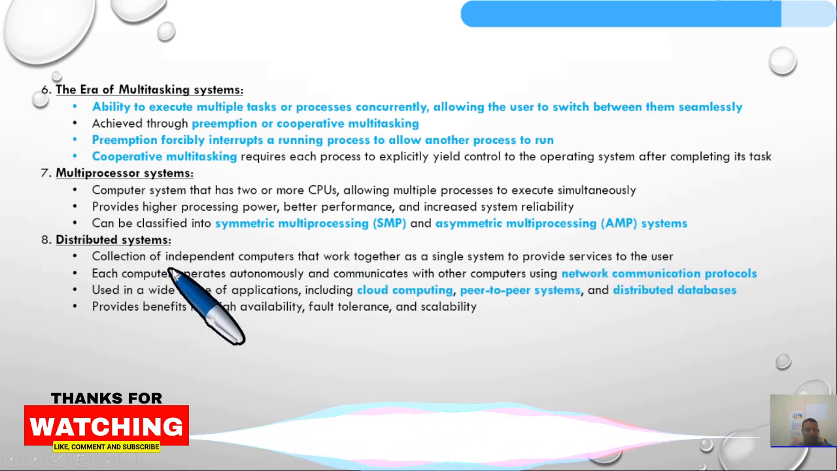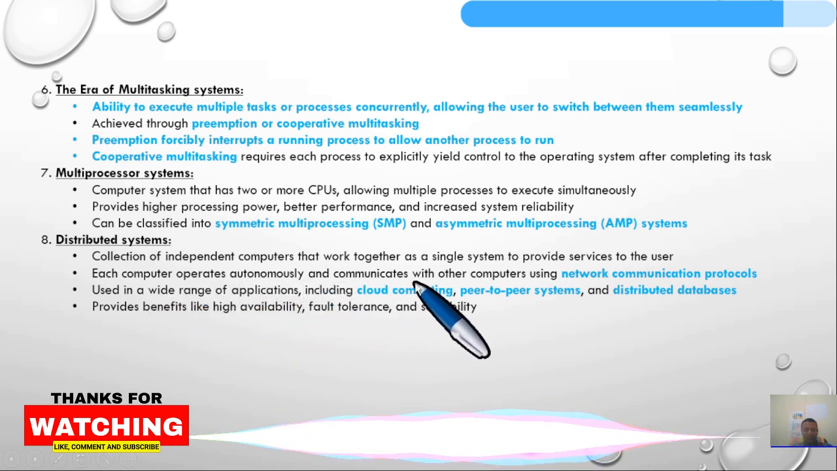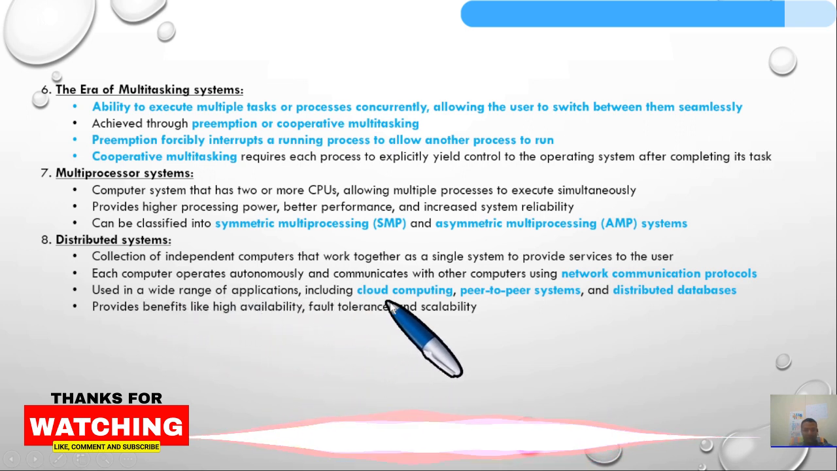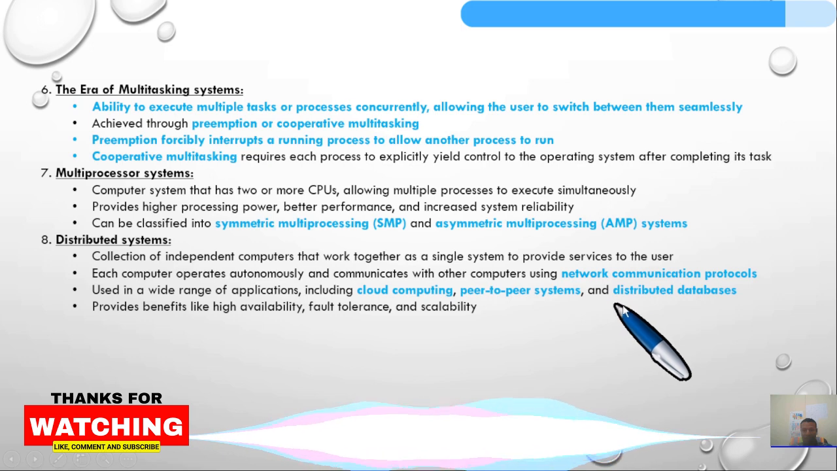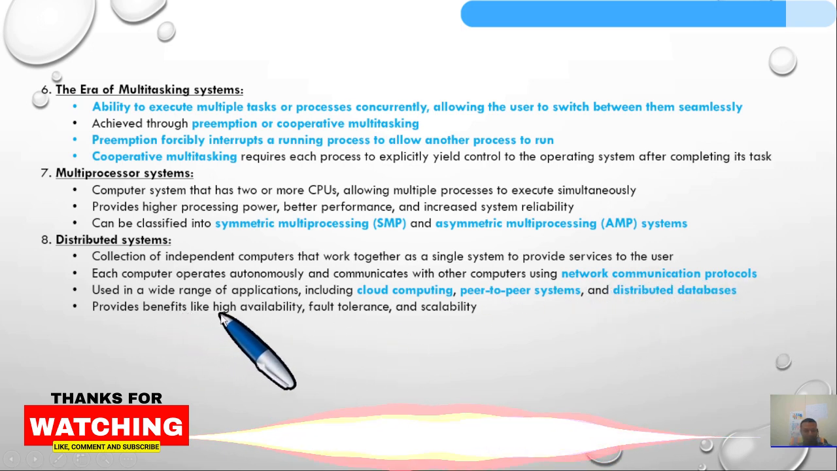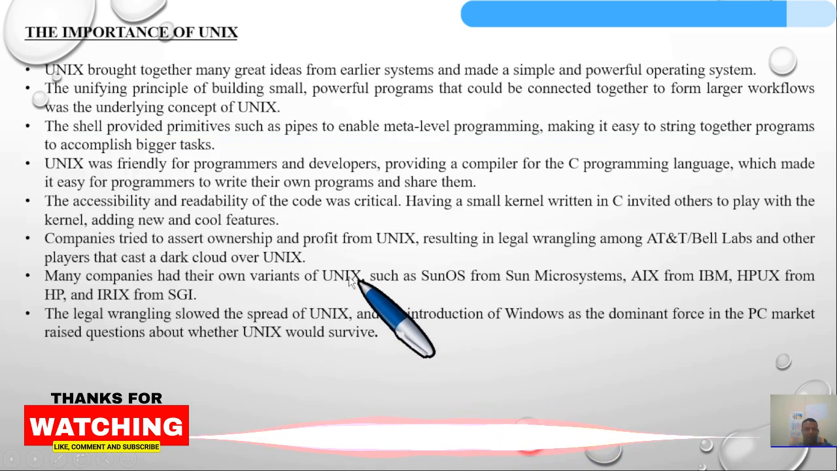Distributed systems are a collection of independent computers that work together as a single system to provide service to the user. Each computer operates autonomously and communicates with other computers using network communication protocols. They are used in a wide range of applications including cloud computing, peer-to-peer systems, and distributed databases. They provide benefits like high availability, fault tolerance, and scalability.